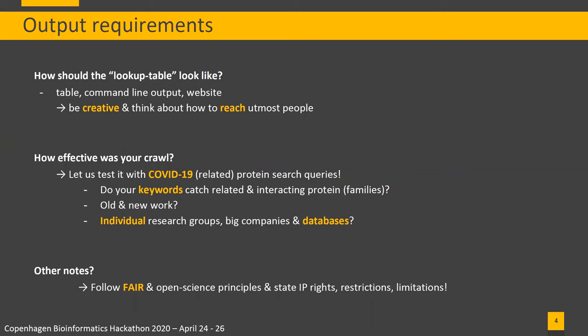Exactly, also including old and new work, we have very recent work out there now. And it should not only contain big databases, but also individual research groups, which is maybe a little bit more difficult. So in general, it should help with acquiring more FAIR principles.